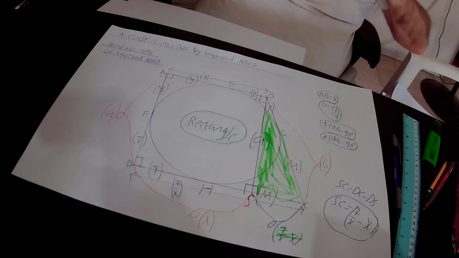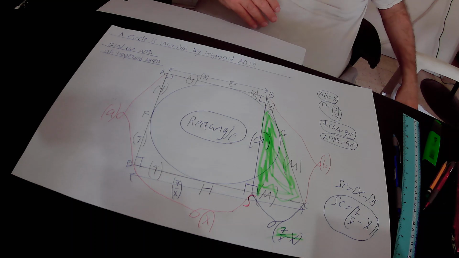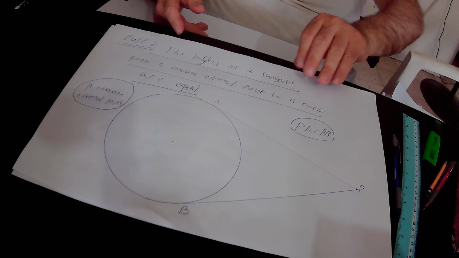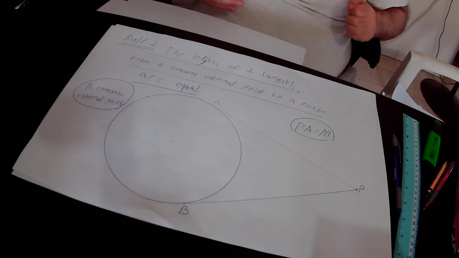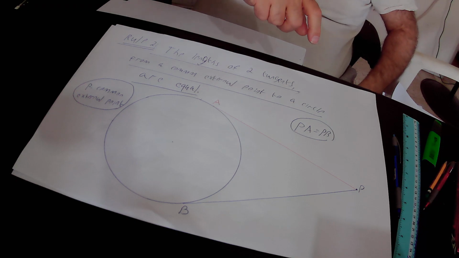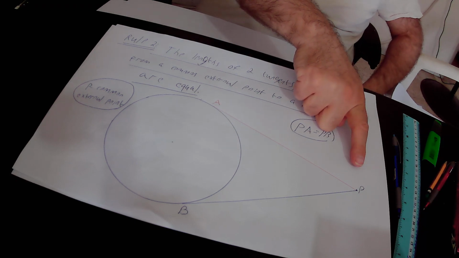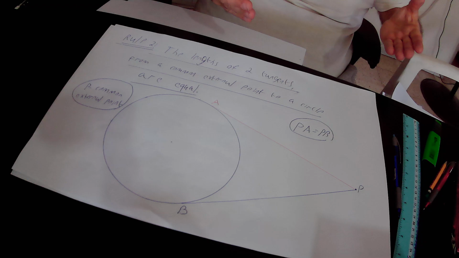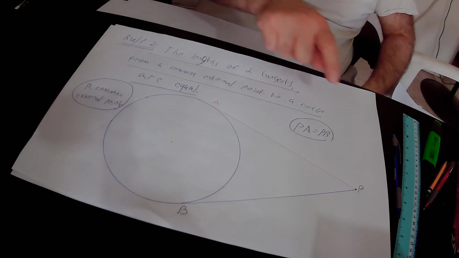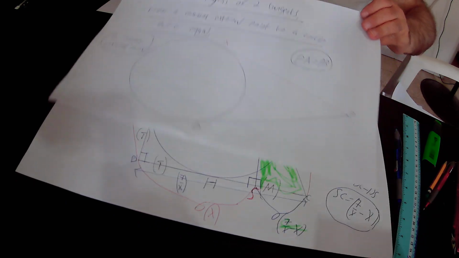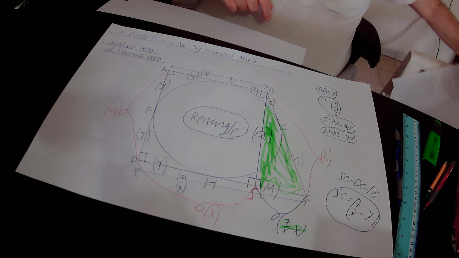So here we can definitely implement rule 2. Repeat quickly on rule 2. According to rule 2, the lengths of two tangents from a common standpoint to a circle are equal. So in the drawing we have a circle, and we also have this common standpoint point P. From this point P, we have two tangents to this circle, tangent PA and tangent PB. According to rule 2, they are equal to each other. That is to say, PA equals PB.